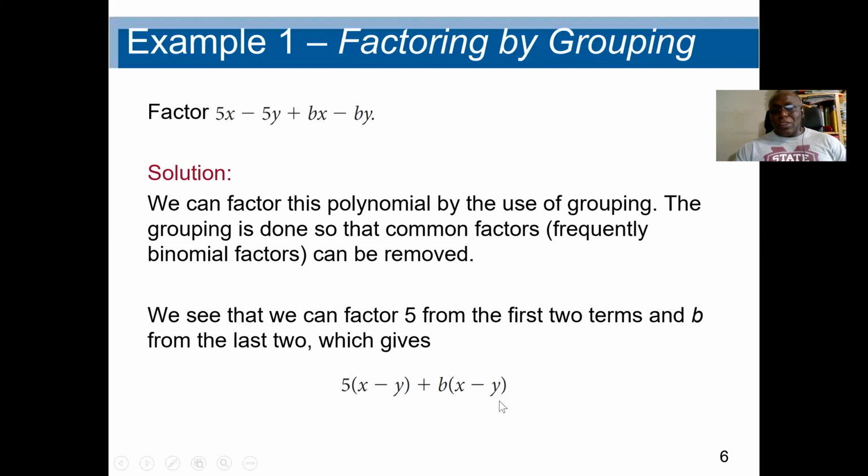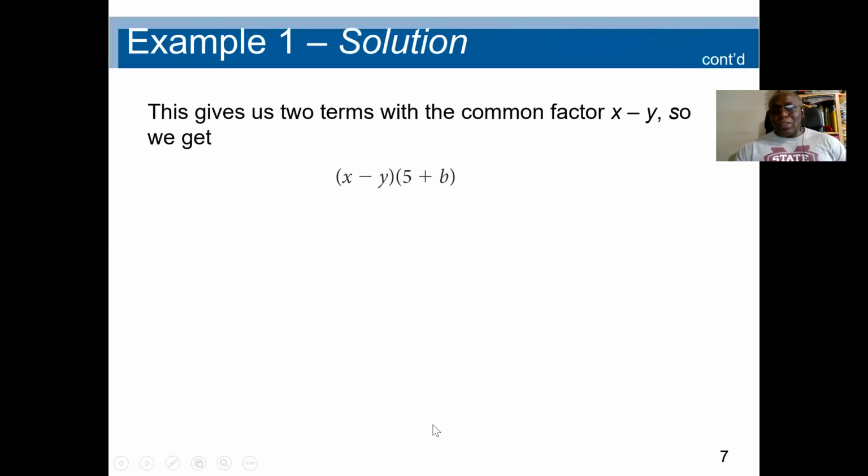So in this case, we come back to a common factor now. I have two terms here, 5(x minus y) and b(x minus y). So I can use the common factor here, which is what? x minus y. So our answer will be x minus y, then 5 plus b.